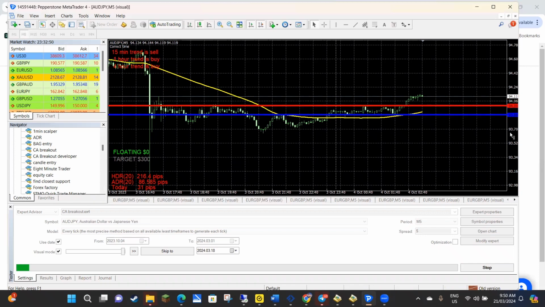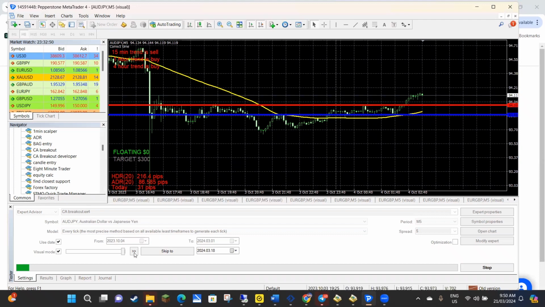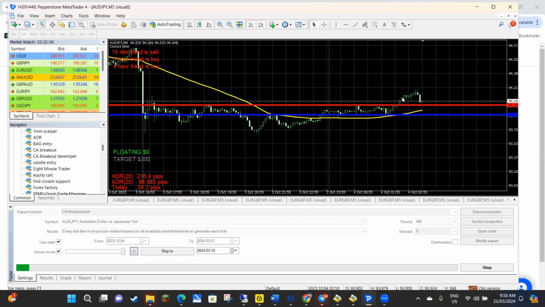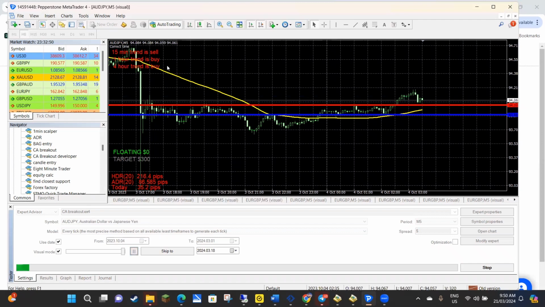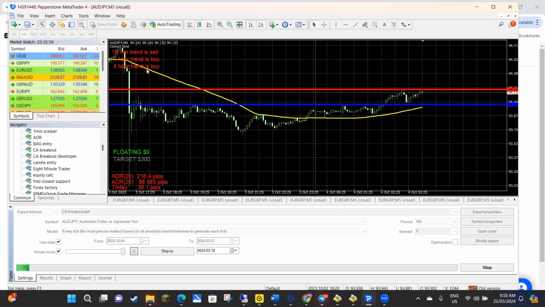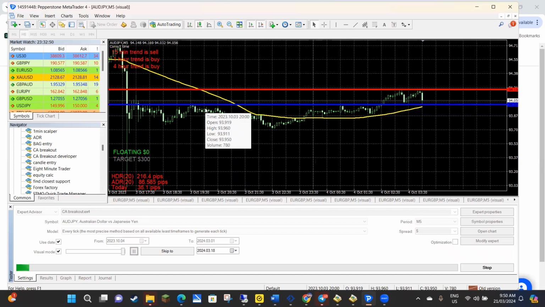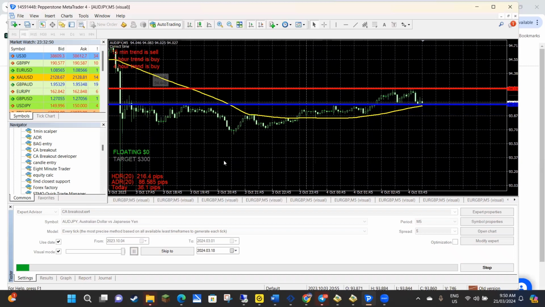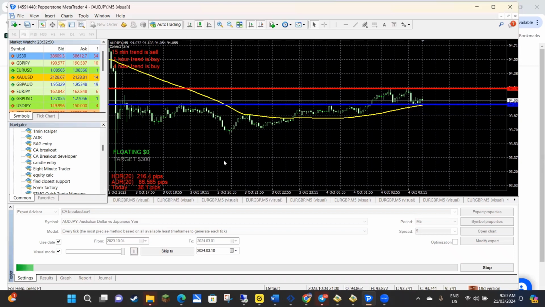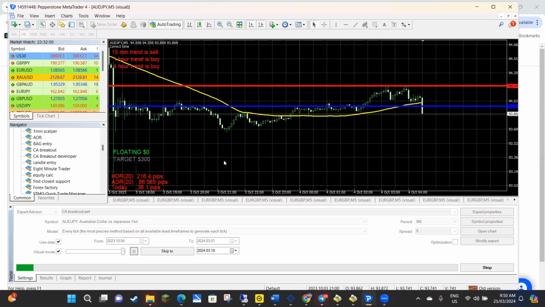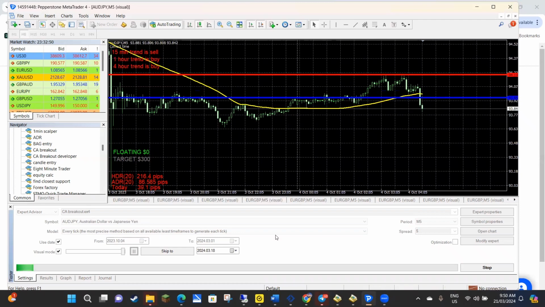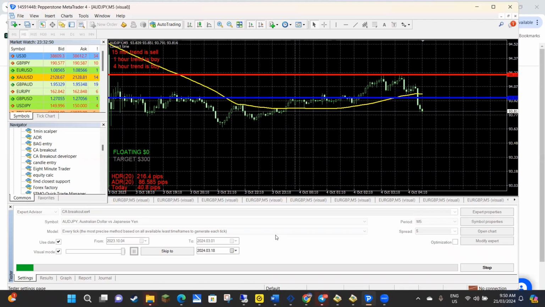All right, well, let's just see it take out a trade so you can see. The market broke out of that range, but the trends weren't lined up. So that's why it hasn't taken a trade yet. So until these three trends line up, we're not going to get any trades anyway. So we'll just wait for that to happen.